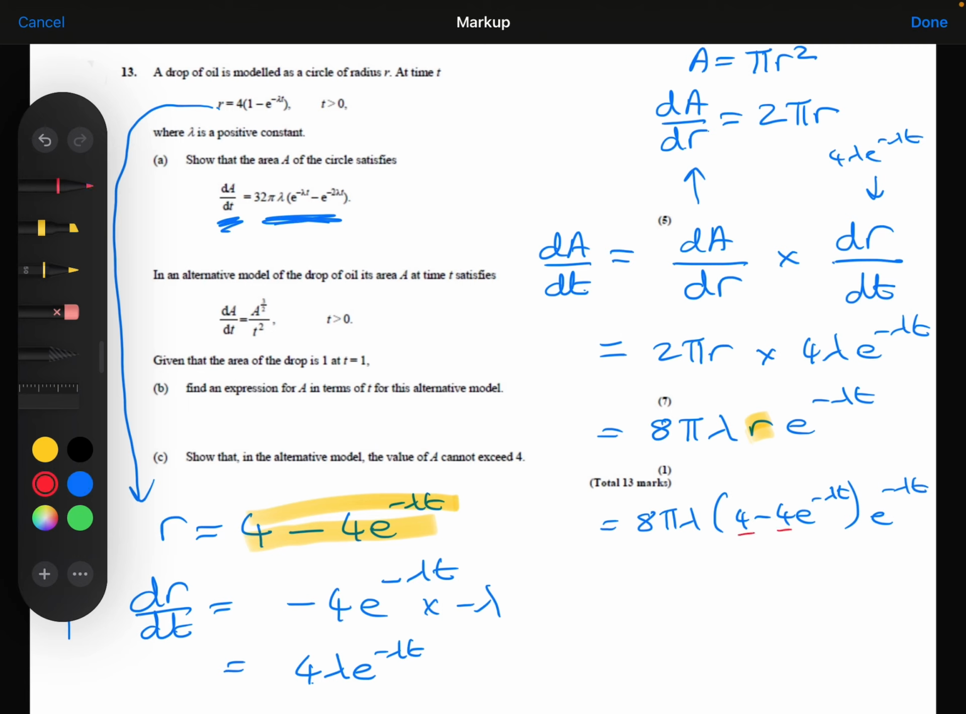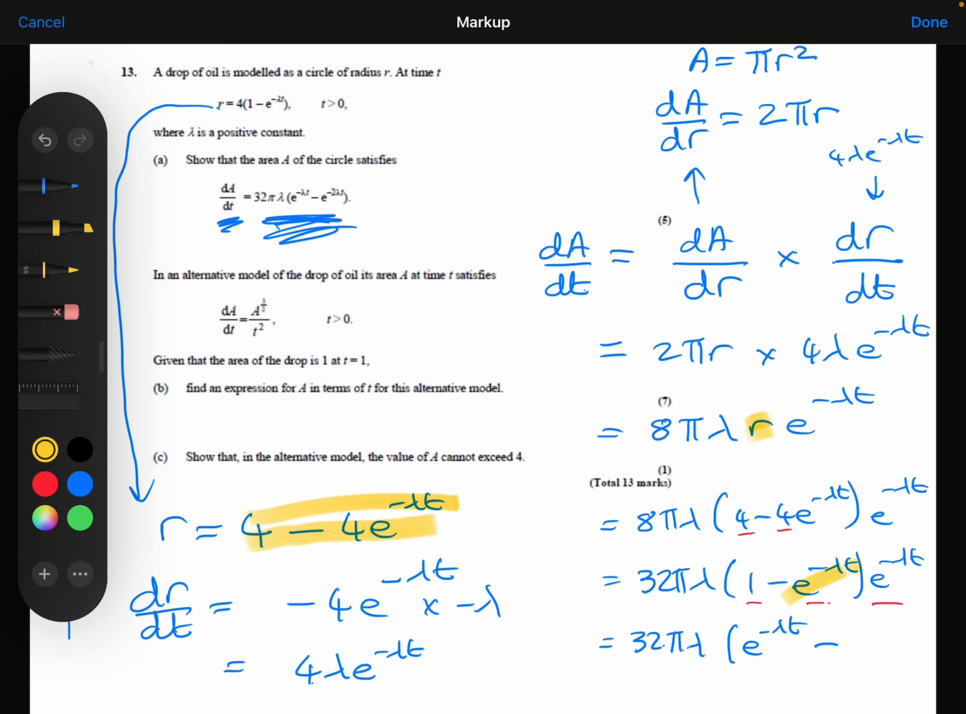I can factorise the 4 outside, which would make it become a 32 pi lambda. And then I can multiply each of these by the e to the minus lambda t. Leave the 32 pi lambda at the front, because that's going to match up with what we're trying to show. The 1 times e to the minus lambda t is e to the minus lambda t. And the e to the minus lambda t times the e to the minus lambda t, just adding those powers together, we'll get e to the minus 2 lambda t. And that's what we needed to show.